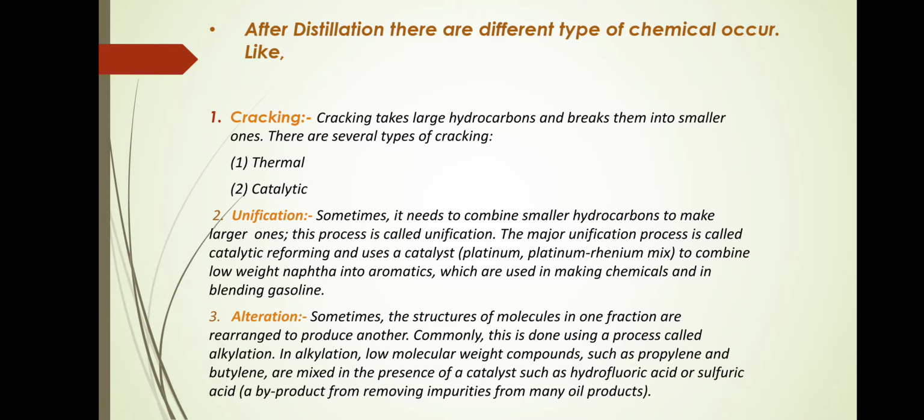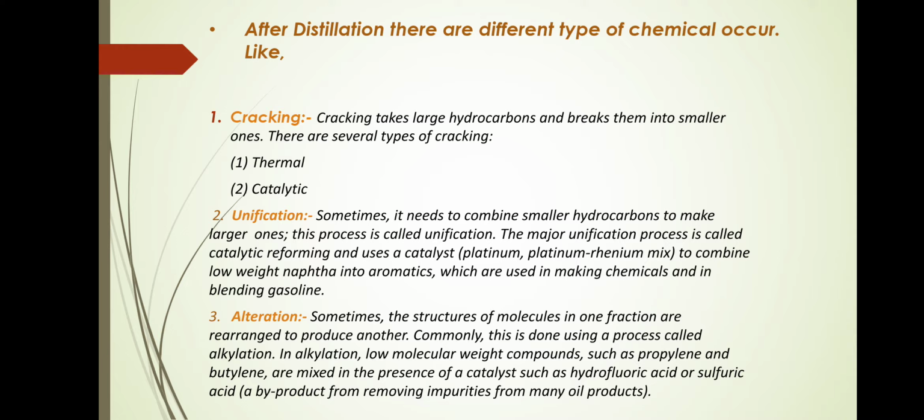After distillation, different types of chemical processes occur, like cracking, unification, and alteration. First, cracking. Cracking takes large hydrocarbons and breaks them into smaller ones. There are several types of cracking. The first one is thermal and the second one is catalytic. Second, unification. Sometimes it is needed to combine smaller hydrocarbons to make larger ones. This process is called unification.